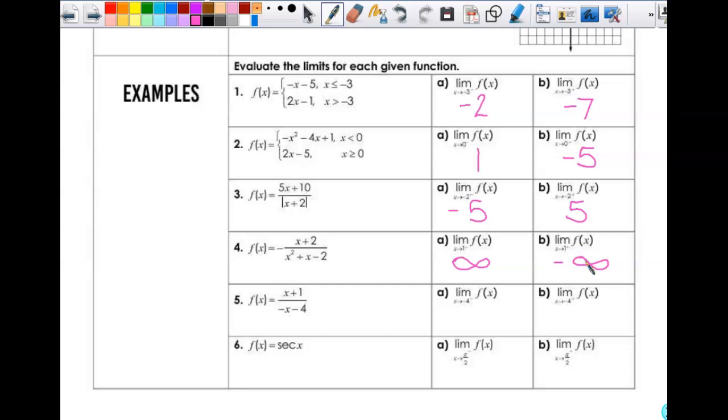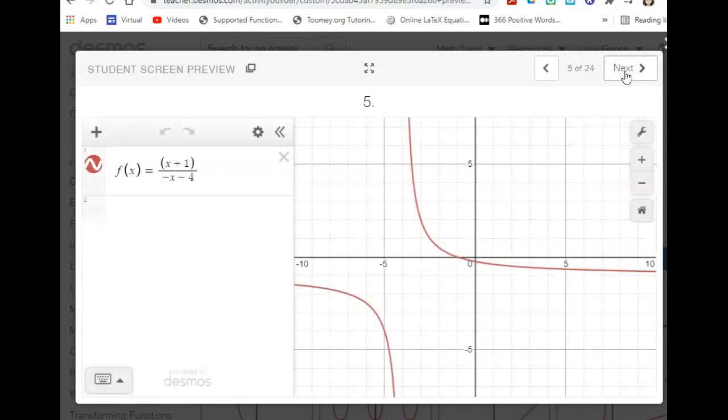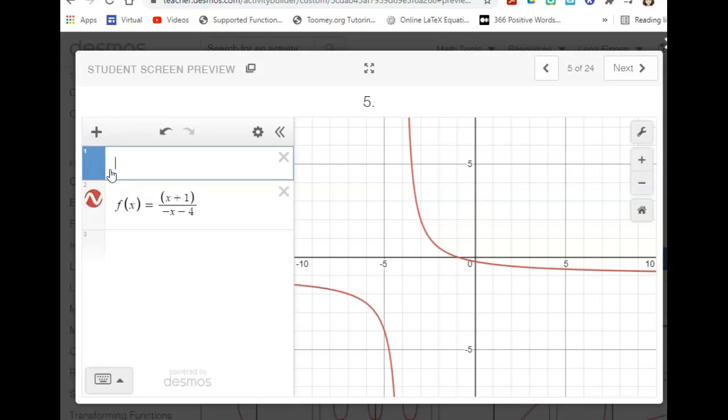All right, so then let's look at number 5. The limit as x approaches -4 from the left. And if you're not sure, I think you can tell that that should be the asymptote, but I also want to make sure that you know how to use Desmos if you're not super familiar with it. That's supposed to be an asymptote. So if I want to see if it actually is my asymptote, I can hit this plus sign right here, and I want to add another expression. So I think that the asymptote is at x equals -4. So I'm going to type x equals -4.